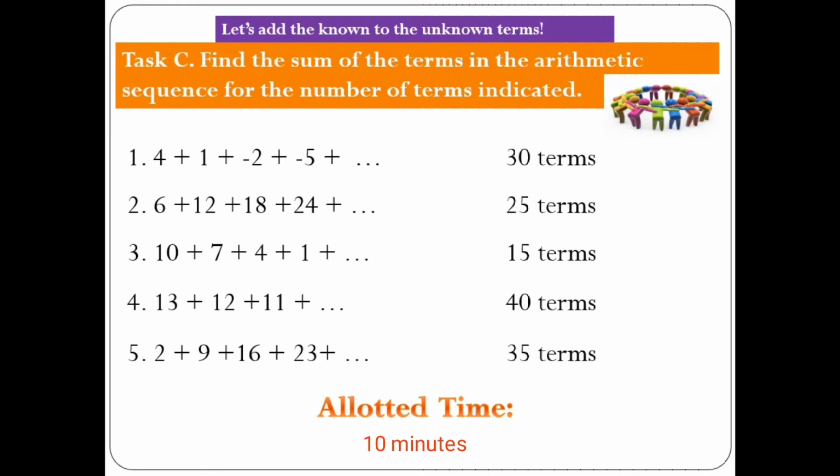Number 3. Find the sum of the first 15 terms of the given sequence 10 plus 7 plus 4 plus 1 and so on. Number 4. Find the sum of the first 40 terms of 13 plus 12 plus 11 and so on. And number 5. Find the sum of the first 35 terms of the given 2 plus 9 plus 16 plus 23 and so on. You have 10 minutes to do that.